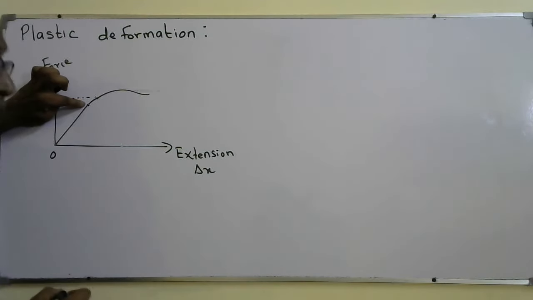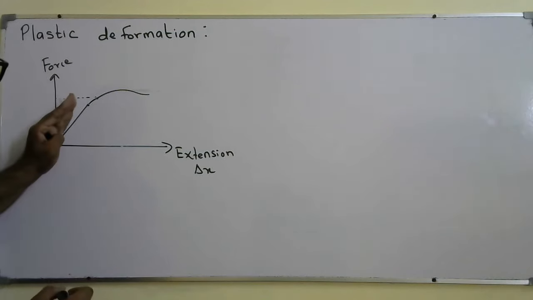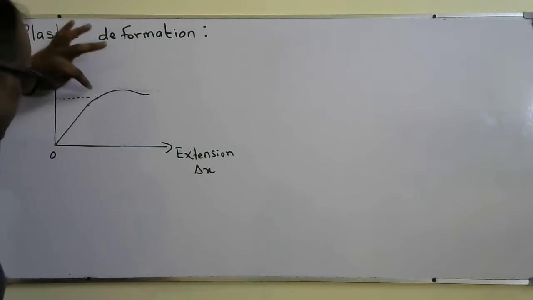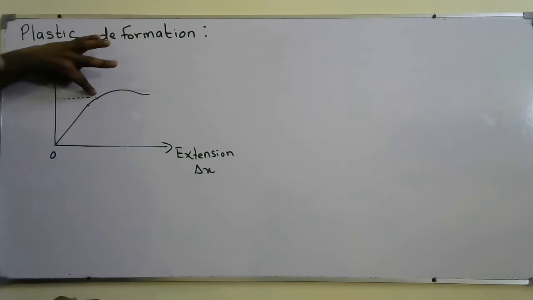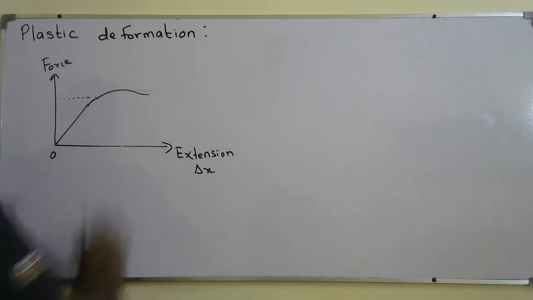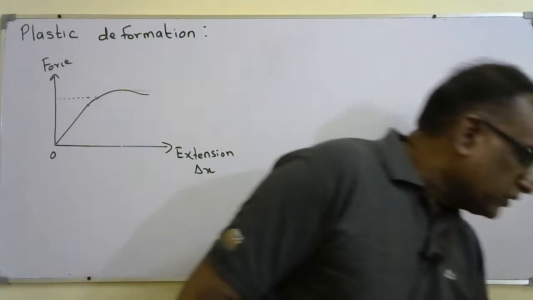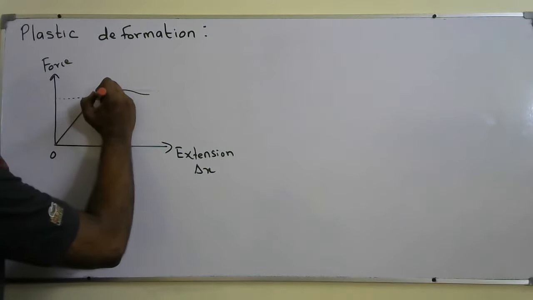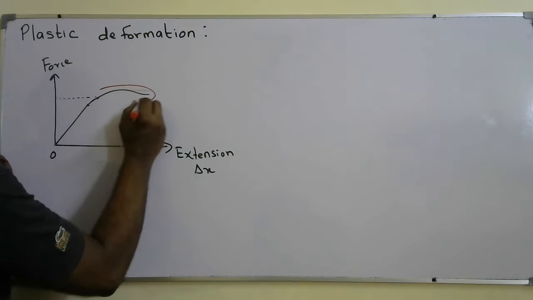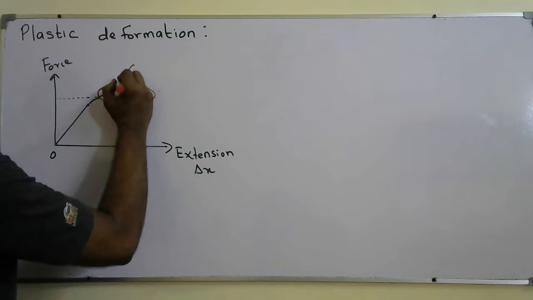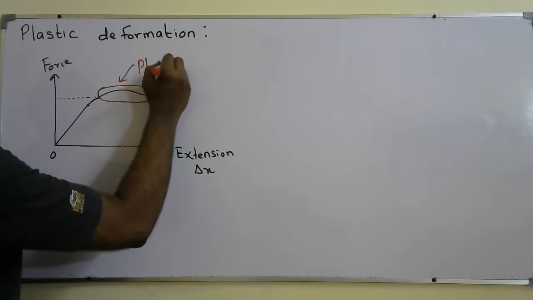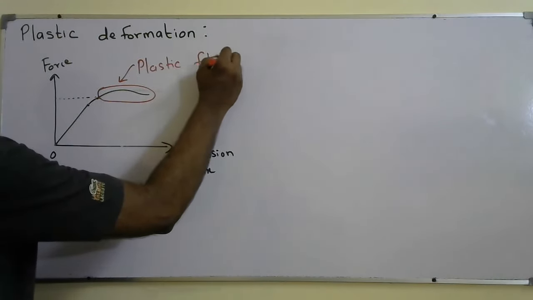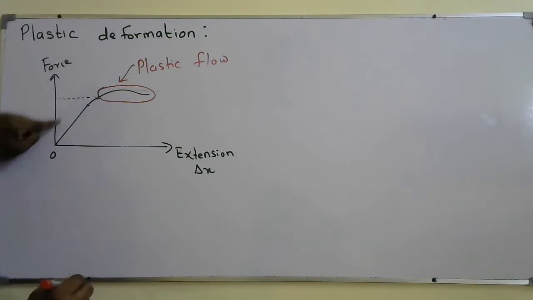Beyond that particular limit of force, the graph will slightly curve, but still up to this force, when the applied force is removed, it will return to the original shape. Beyond it, there will be a plastic deformation. So this region is called plastic flow. Up to that point, the deformation is elastic deformation.